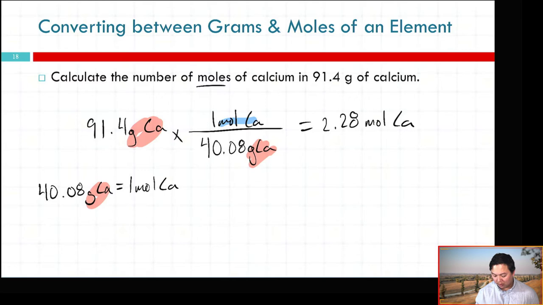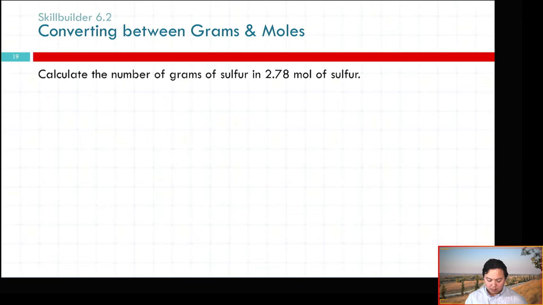So it's just like any of the other conversion factors we worked with. You just have to know that every element then has its own conversion factor, and that can be found on the periodic table. And those are always given on the periodic table as grams per mole. Grams per mole.